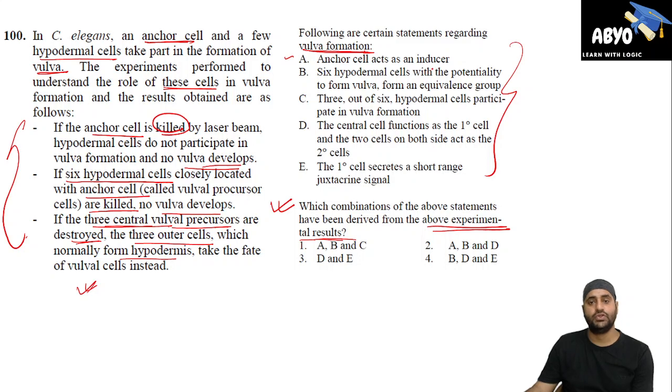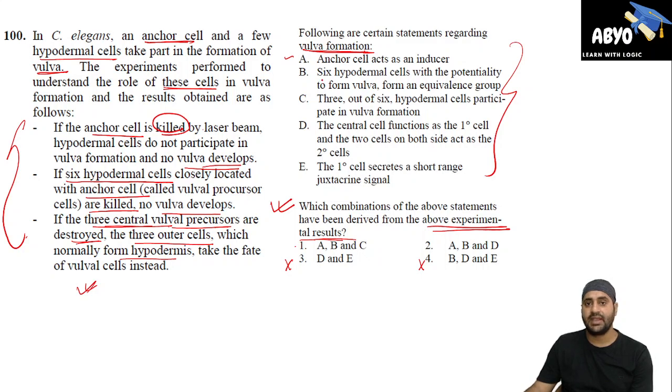No doubt, that is for sure. So here it is clearly mentioned, if the anchor cell is killed, that will not allow the formation of the vulva. So that is for sure true. So we will see out of the 4 options, the one which is having A will be considered. So by this way, 3 and 4 cannot be the option. And by the way, while practicing this question, always go through the elimination method first. So 2 options are being eliminated. Now you are having 50-50% chances. What is the difference between option 1 and option 2? Just the difference at the level of C and D.